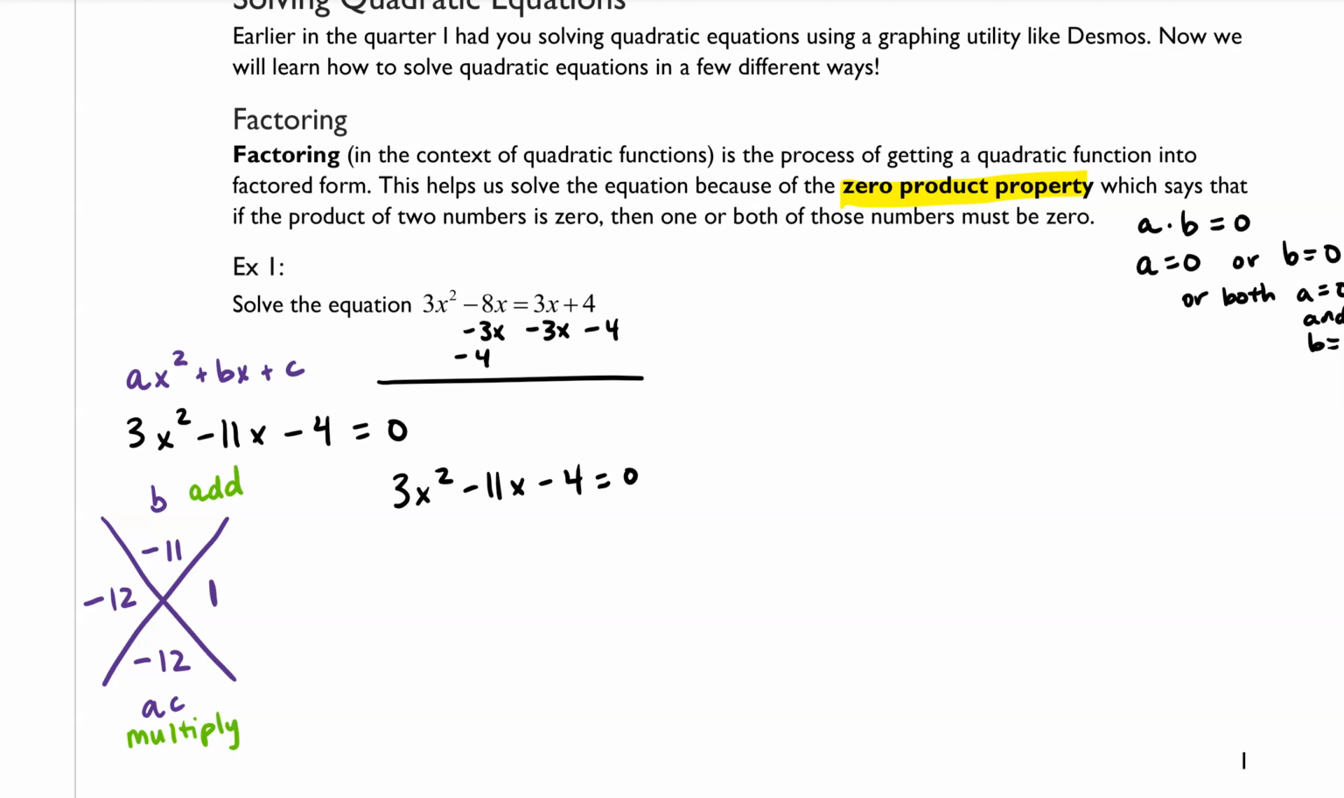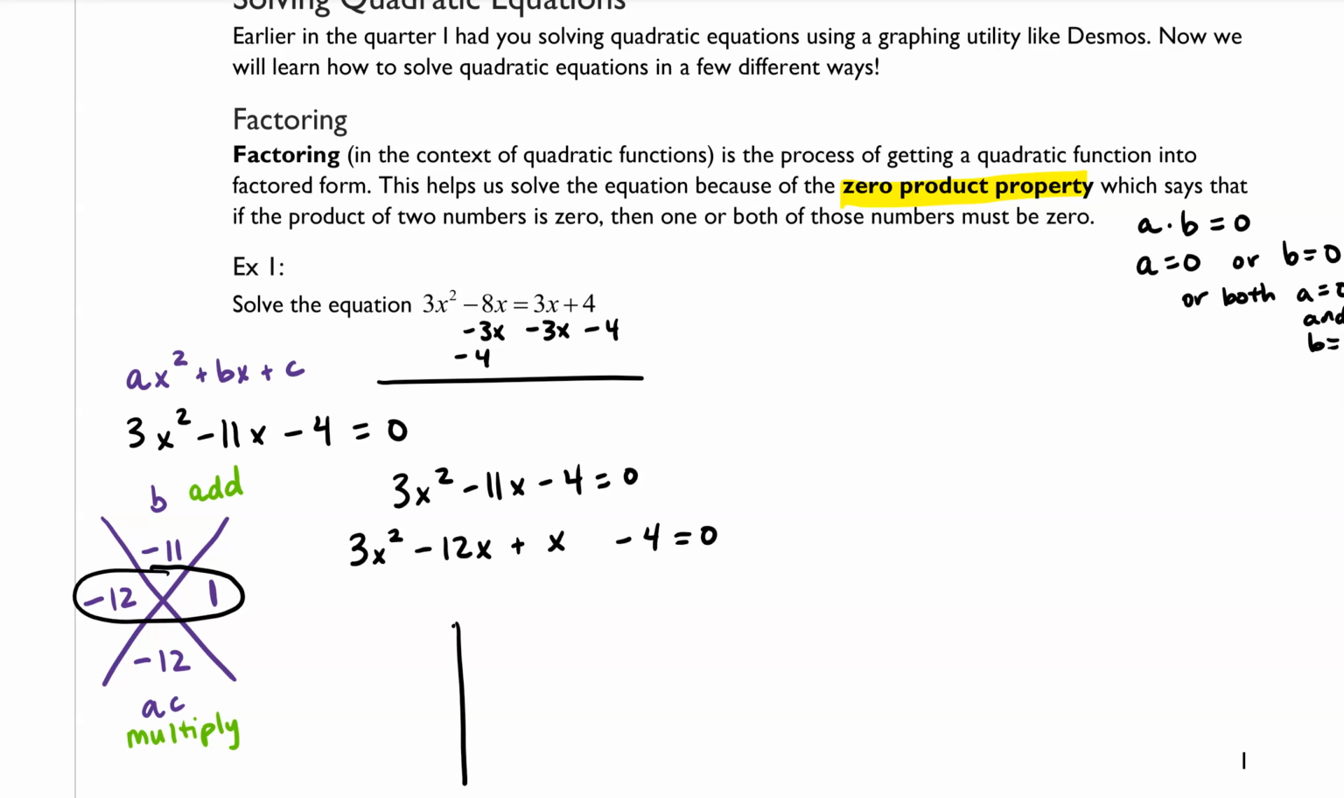So the first and the last term are going to stay the same. So I have 3x squared, and at the end I have minus 4 equals 0. However, I'm going to break up the middle term using these two numbers as our new coefficients. So I'm going to have minus 12x plus just x, because the coefficient of that would be 1, and then minus 4 equals 0.